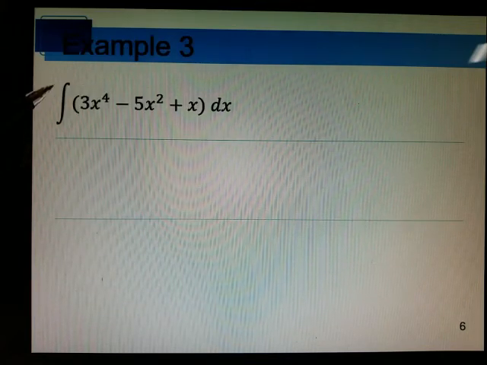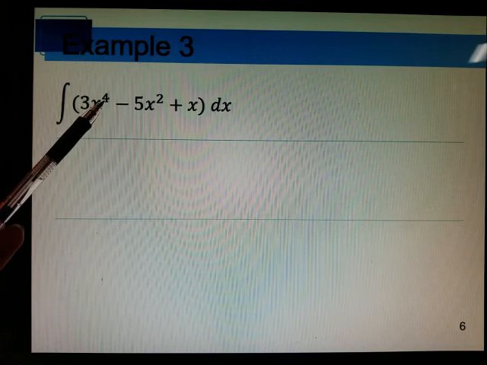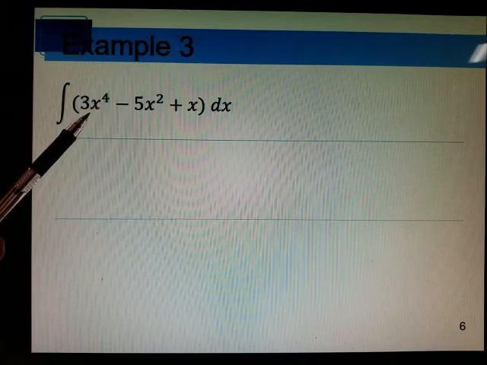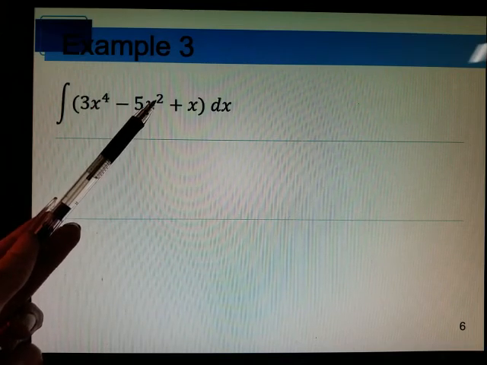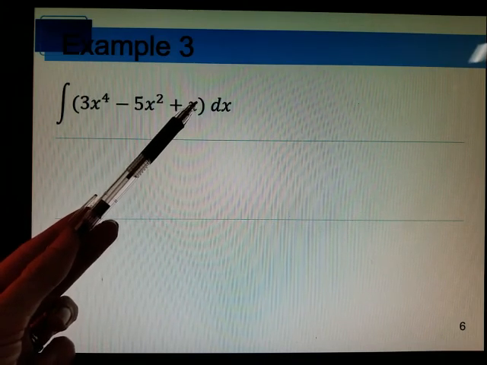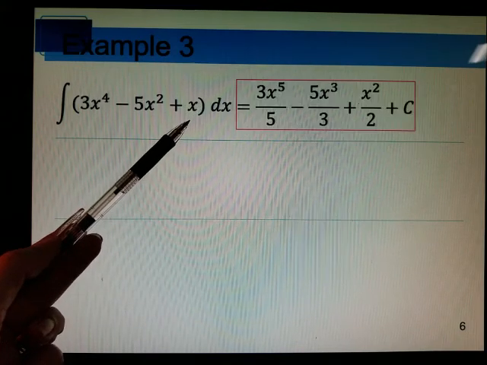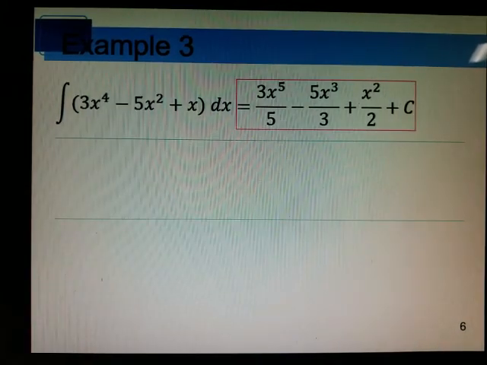So this is the integral symbol. This is for your antiderivative, and this is for integration. So we're going to add 1 to that exponent. That becomes 5, and then divide by 5. We're going to add 1 to this exponent, 3, and then divide by 3. Add 1 to that exponent, so this is x to the 1, so it'll become x to the 2, and then divide by 2. And then the plus c at the end.